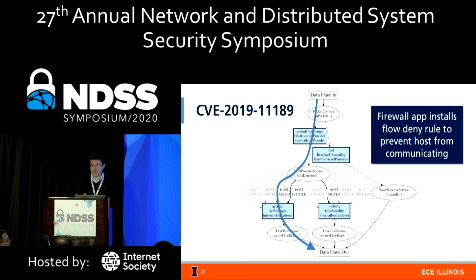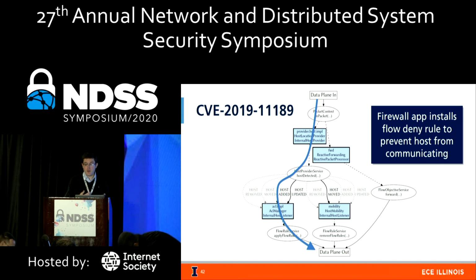So let's take a look at one of the new vulnerabilities that EventScope helped us discover. We assume here that we have 3 apps: the firewall and forwarding apps that were mentioned before, as well as a host mobility app. That host mobility app looks for any hosts that have moved location in the data plane and removes the old flow rules that corresponded to where it had previously been located.